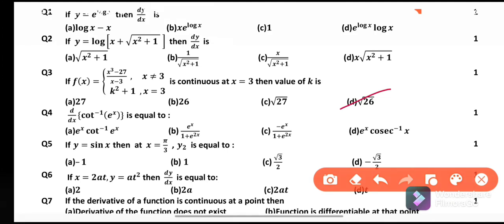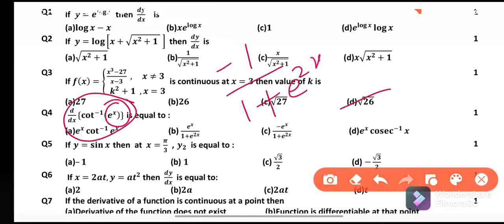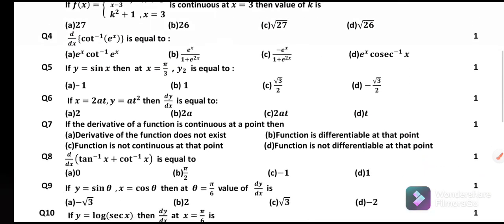Next question number 4. d by dx of cot inverse e raised to the power x is equal to, because the differentiation of cot inverse is minus 1 by 1 plus x square, e raised to the power 2x, and differentiation of e raised to the power x. So the answer is minus e raised to the power x divided by 1 plus e raised to the power 2x. That is C option.